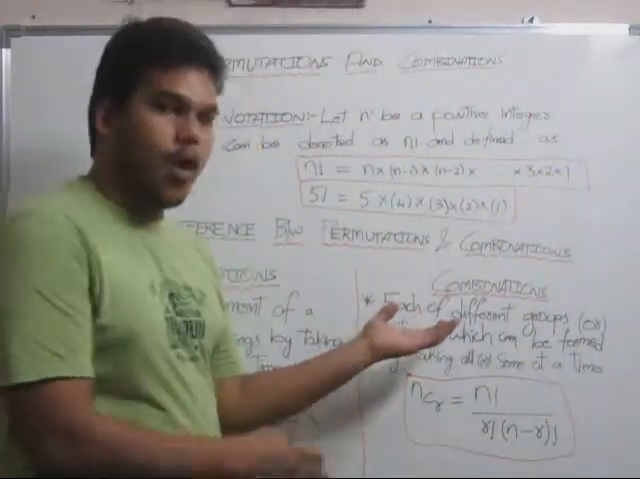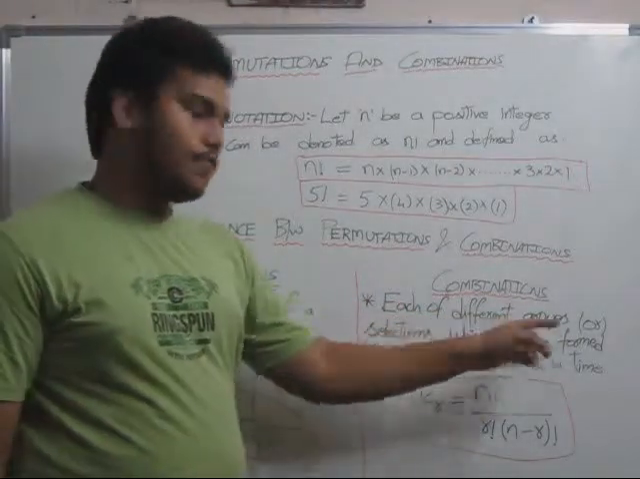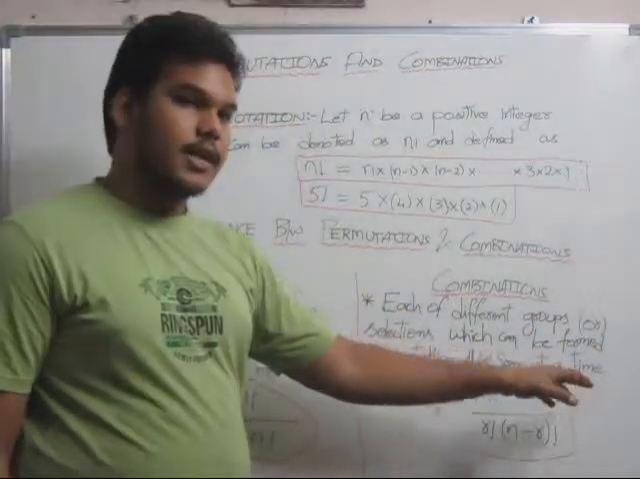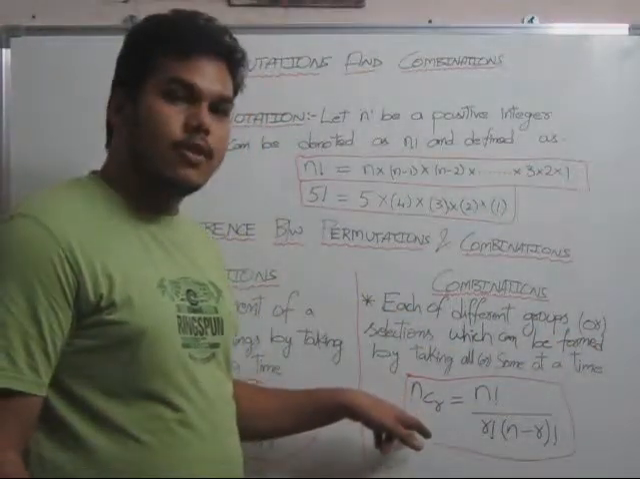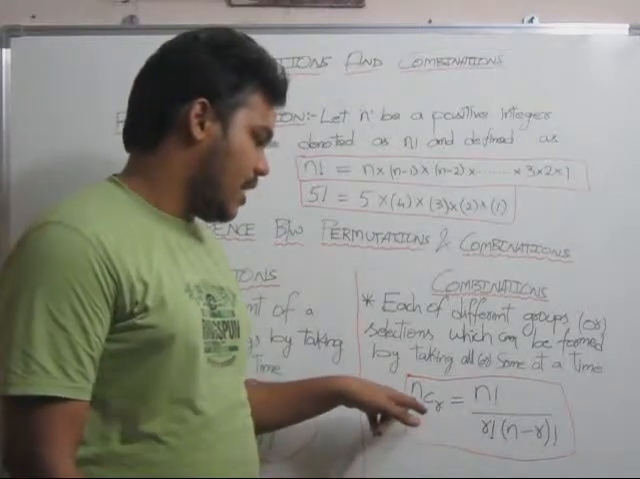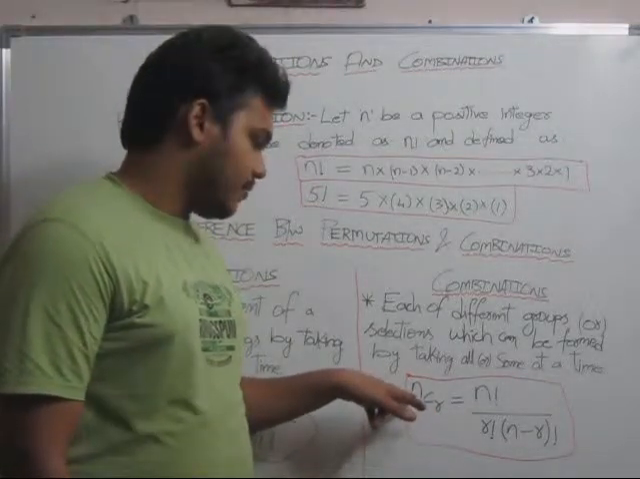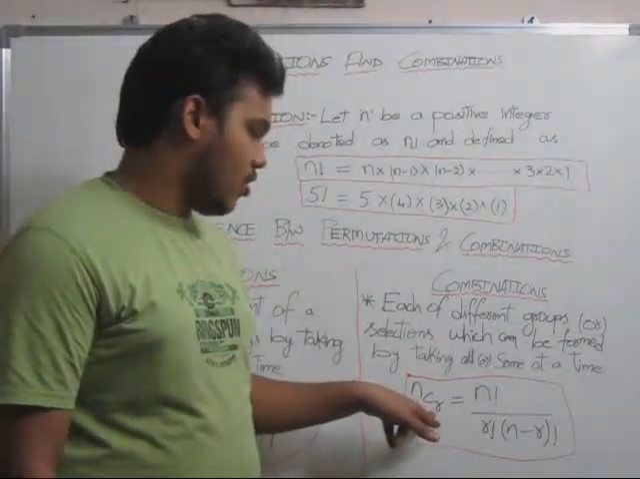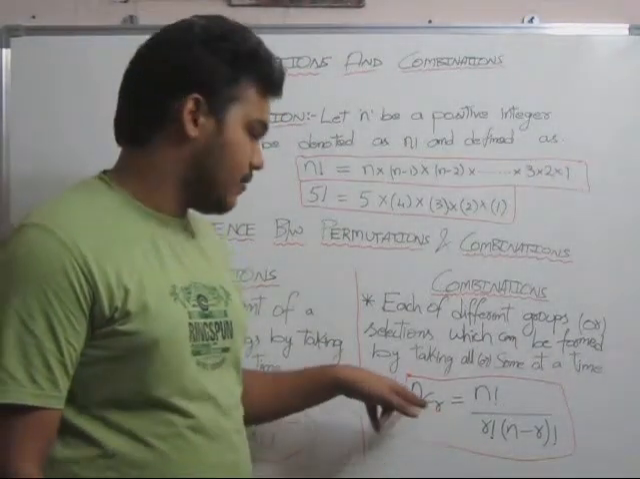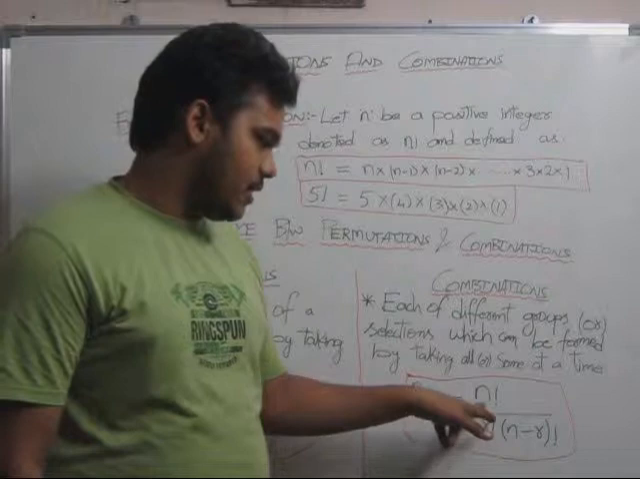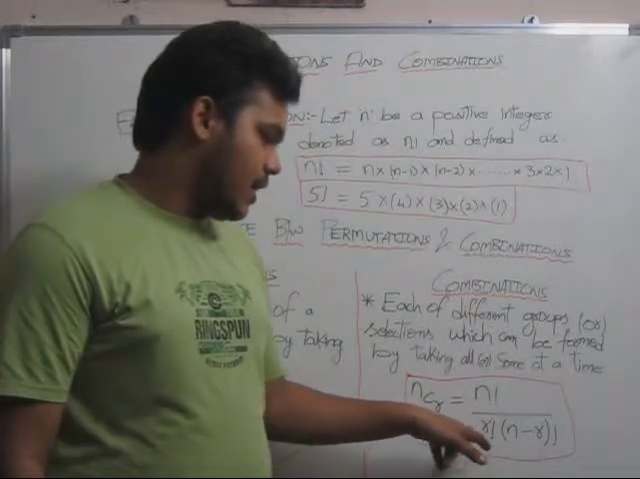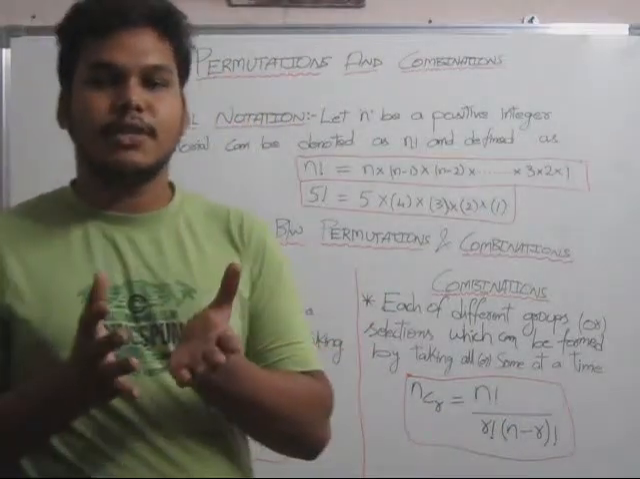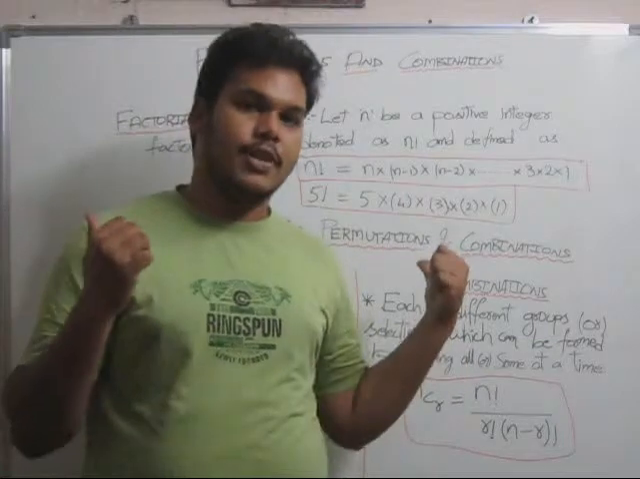Now, what is meant by combinations? Each of the different groups or selections which can be formed by taking some or all at a time. The formula for the number of combinations is nCr, where n represents the total number of things, and C represents the combination of r things selected from the total. The formula is n factorial divided by r factorial into (n minus r) factorial. Well, these are the basic subject-wise definitions of permutation and combination.